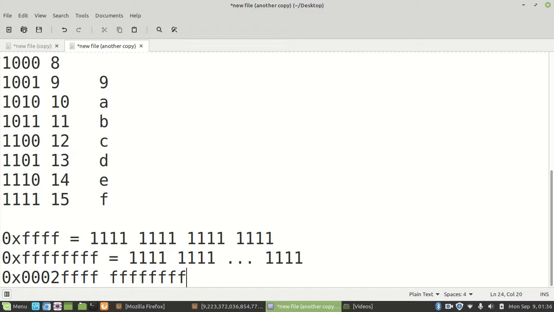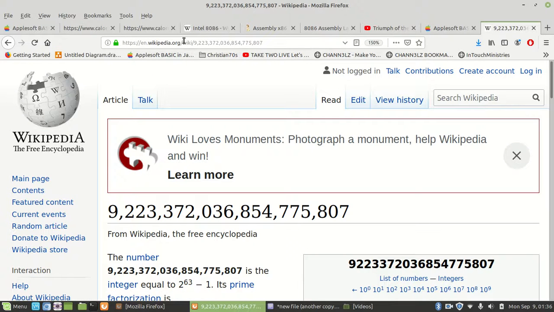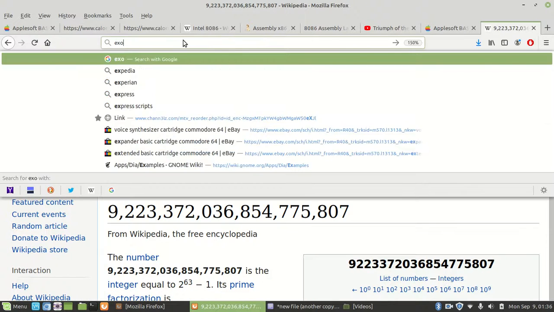Until we can figure out what we can do with more than 1,000 terabytes, which is, I think, an exabyte. I think that's what that is. And I could check myself on that. Let's see what an exabyte is. So it's an exabyte.